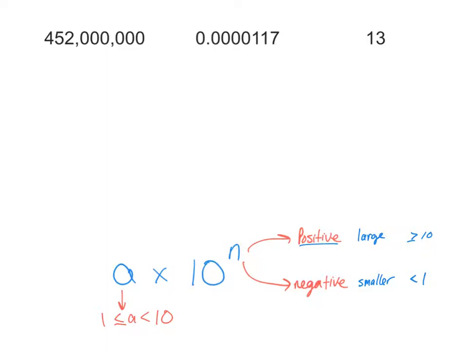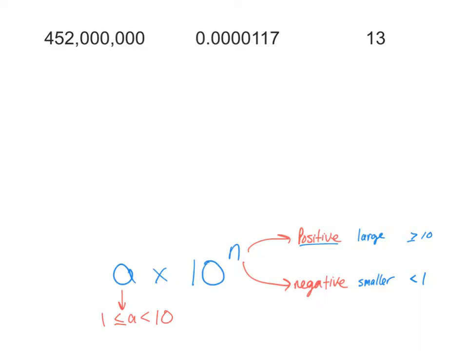So if we are given a number, I already see very quickly that this middle value, 0.0000117, is a very small number. It's less than 1. I immediately know when I write it in scientific notation, it's going to have a negative exponent. 452 million, that's a large number. It's greater than 10. It's going to have a positive exponent. And 13 is also greater than 10, so that's going to have a positive exponent. So even before I get started, I can think about what the exponent is going to be, positive or negative.